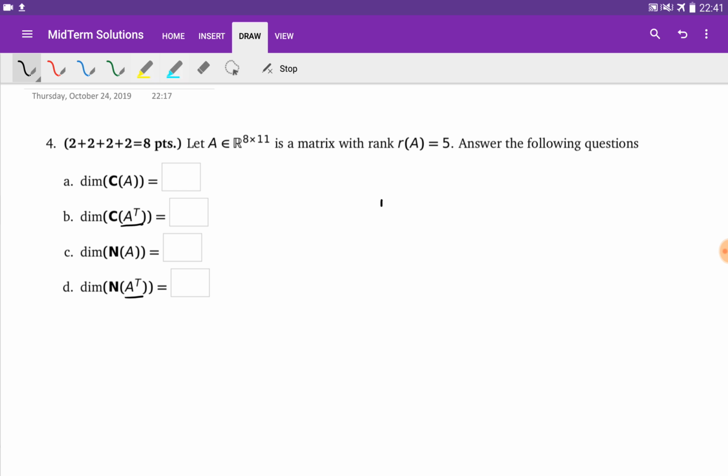So basically, if you were to draw the 11 columns of this matrix, since the rank is 5, it means that the number of pivots is 5. It means that there are 5 pivot columns. So basically, for example, 1, 2, 3, 4, 5. There are 5 pivot columns.